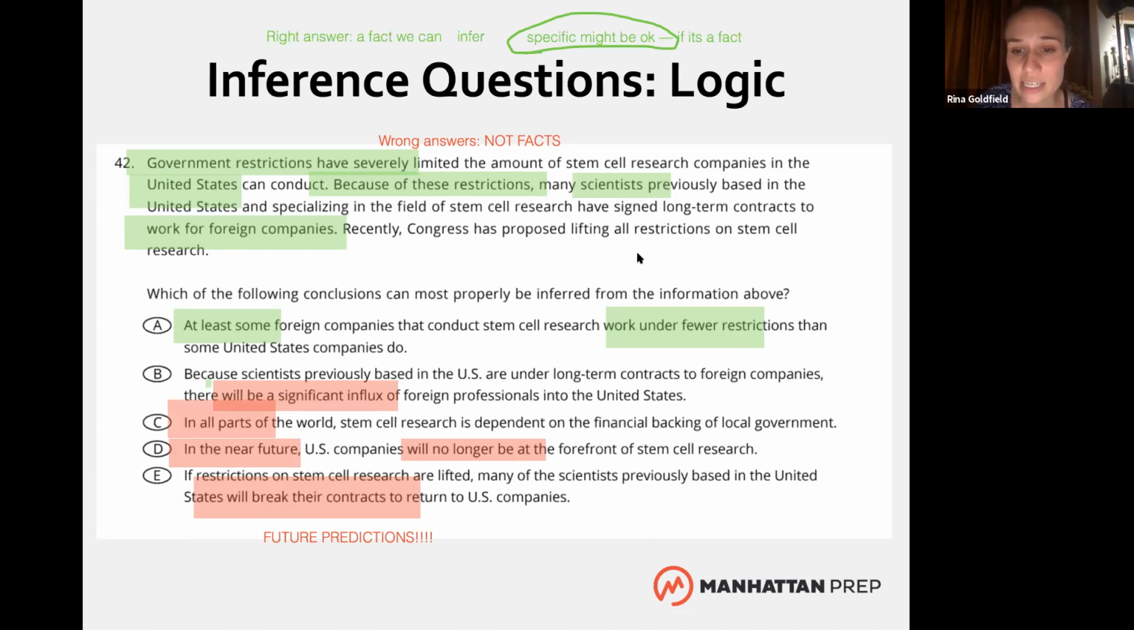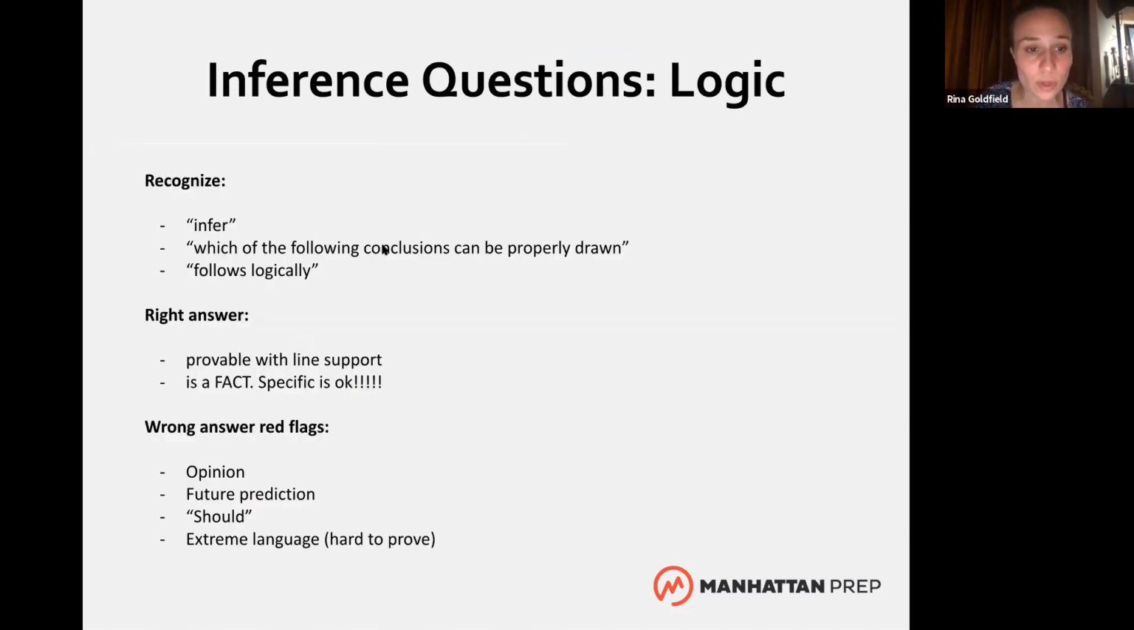So let me summarize here. For our logic-based questions, we're going to recognize them because it's these logic real-world passages.